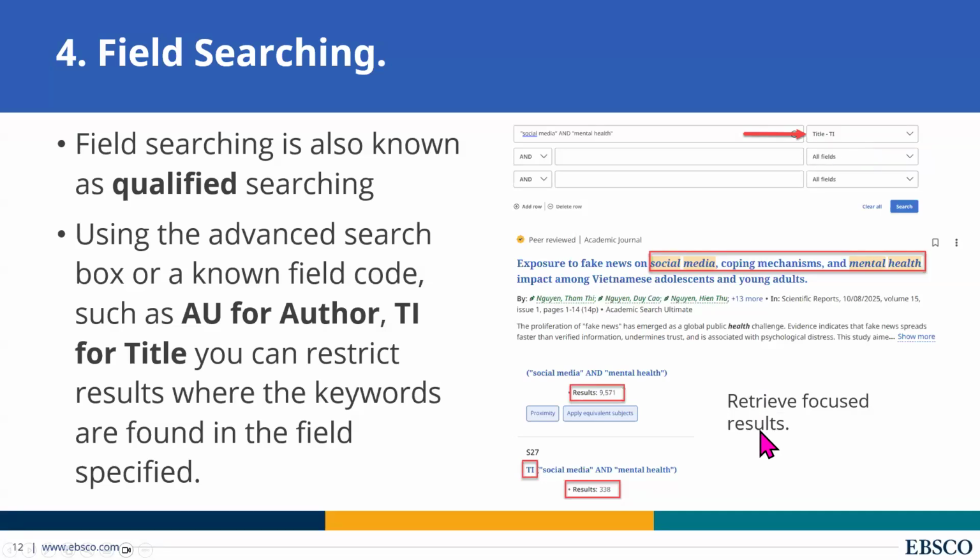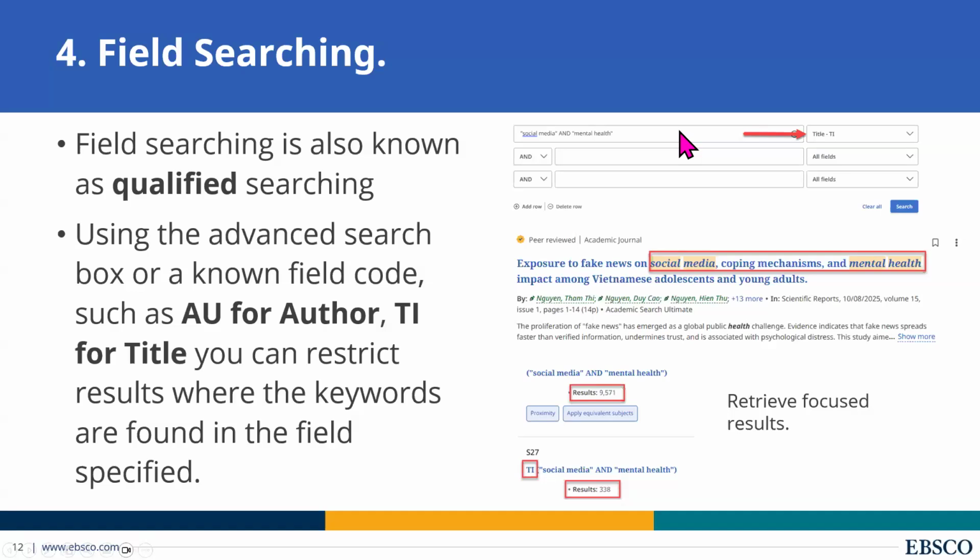So I ran a couple of searches to show you the difference between them. In this top search, I've used all fields and I have around 9,500 results, so quite a lot. In the second search, I've used the TI, the title field, for that same search, and I have 338 results because it's only finding articles where social media and mental health are in the title field.